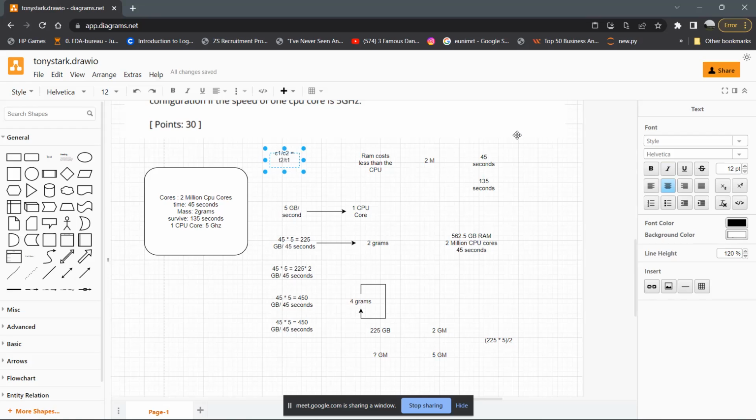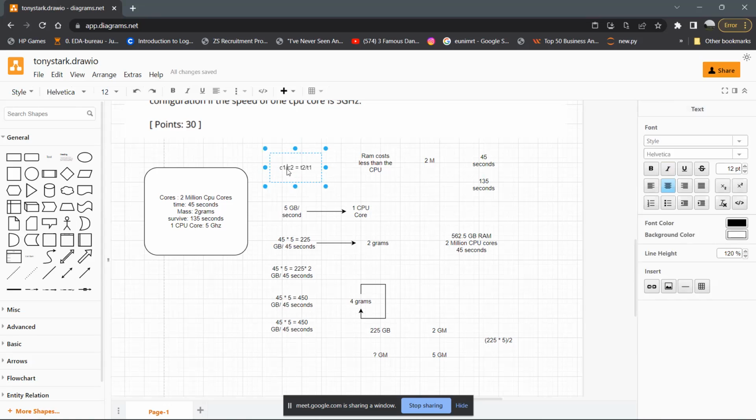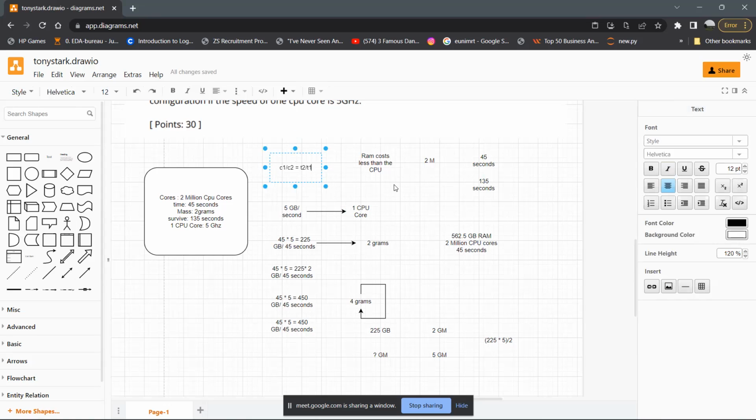So what does inversely proportional mean? Whenever you are increasing something, something else is decreasing, right? Here, when you increase the number of cores, you will be reducing the time. You will not increase the time. So it will be like this: core 1 divided by core 2 is equal to time 2 divided by time 1. Clara, you did this only, right?